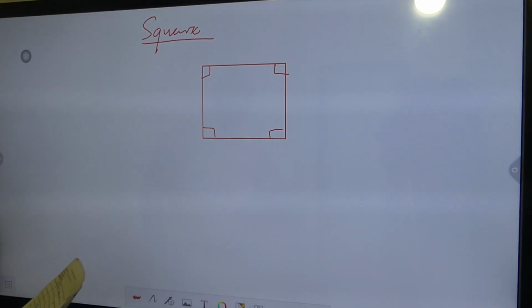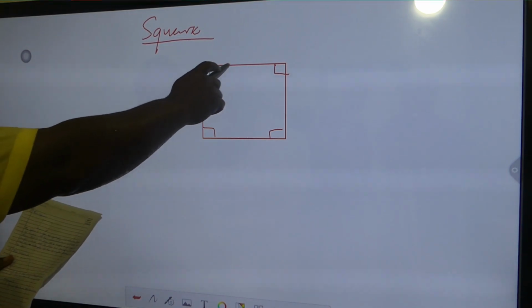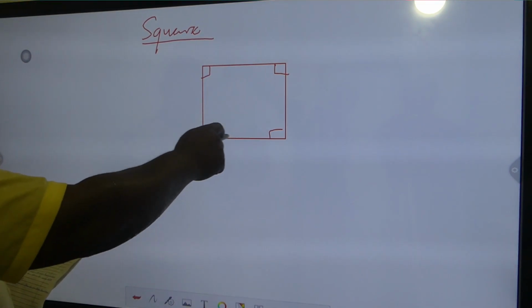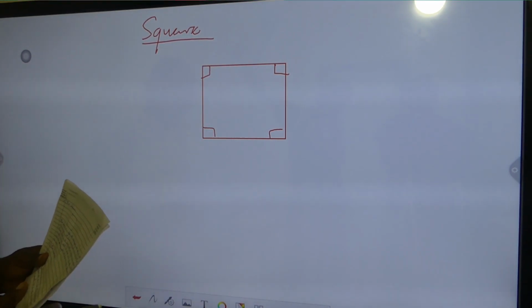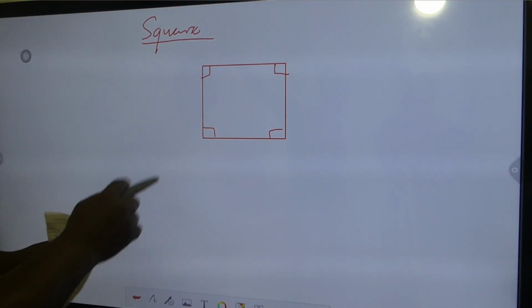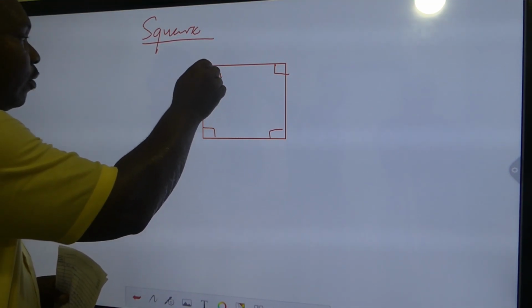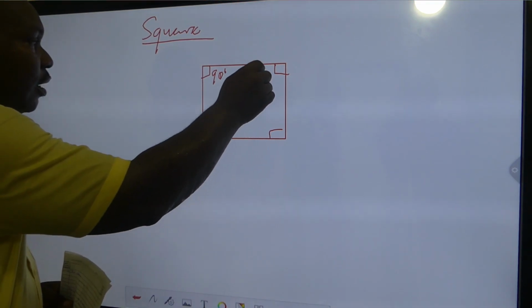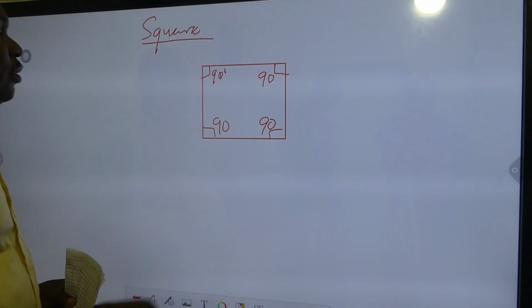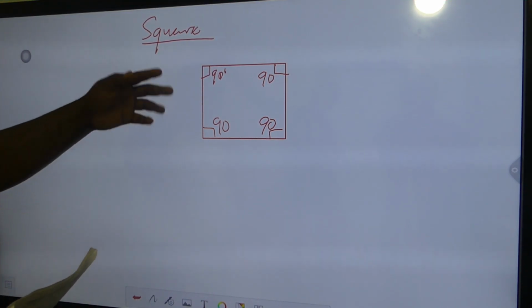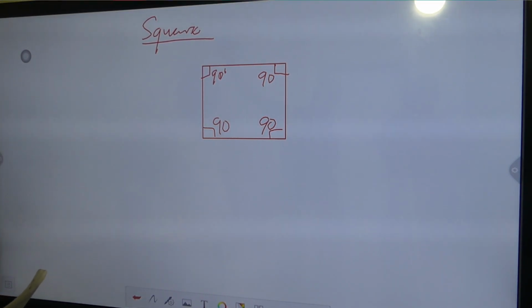That is it. So, in the same way the rectangle has equal angles of 90 degrees, the square also has equal angles of 90 degrees. 90, 90, 90. And in the same way, when you sum it, you have 360 degrees.